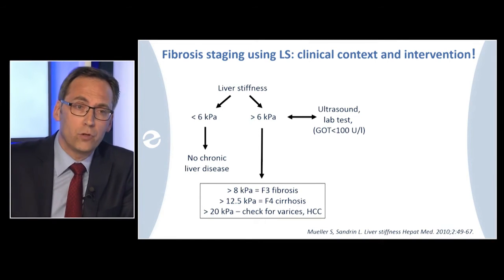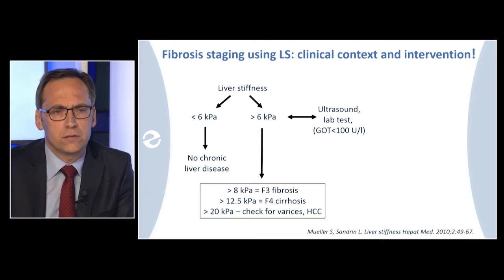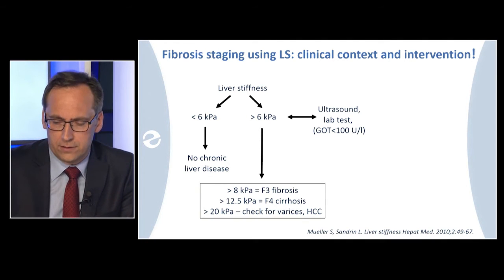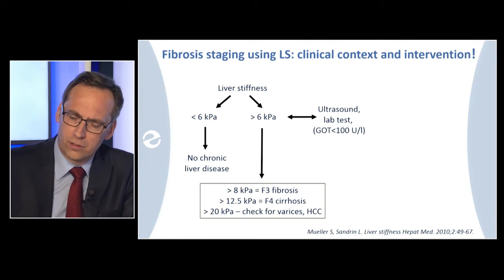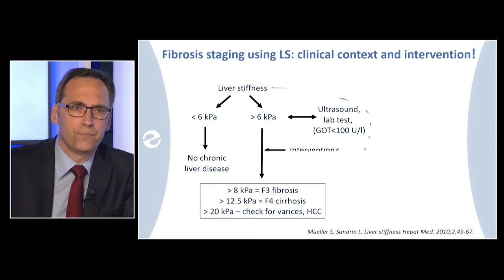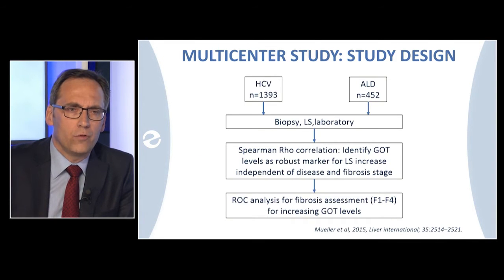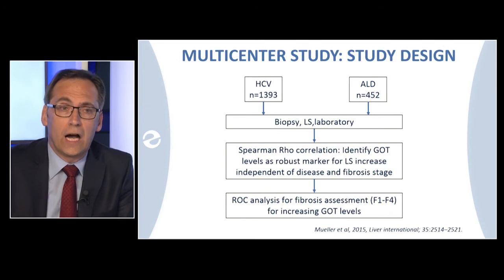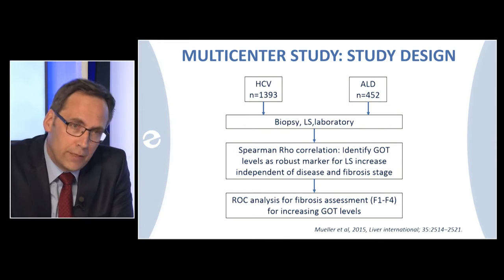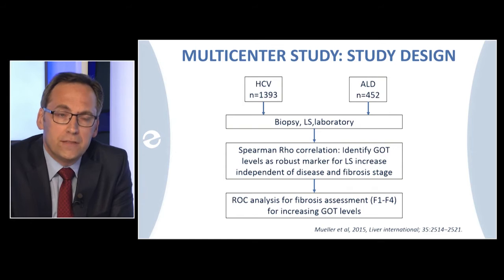And one I didn't mention before is the 20 kilopascal, also very importantly, and I would like to refer to the webinar of last year given by Drs. Pinzani and Berzigotti, that with 20 kilopascal you really have to check for esophageal varices and hepatocellular cancer. I will now briefly mention, in the final minutes I have, the other approach. Are we able to assess fibrosis stage directly in an optimized manner if we know the degree of inflammation and the liver stiffness?